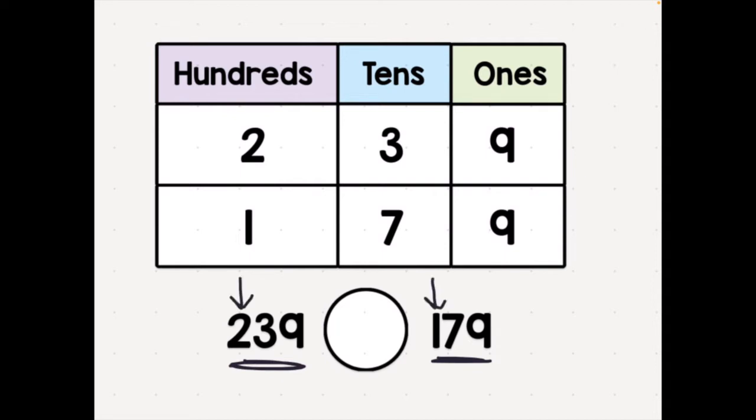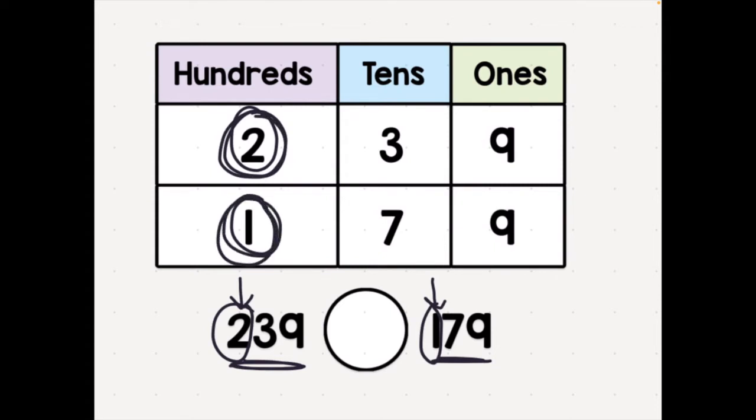What I like to do first is look at the very first digit in each number. Over here we have a 2, on the left side. And over here we have a 1. And they're also up here, 2 and 1. And when I look at those, I say, well, which one's bigger? Well, 200s is much larger than 100. So I already have my answer. I know that 239 is greater than 179.